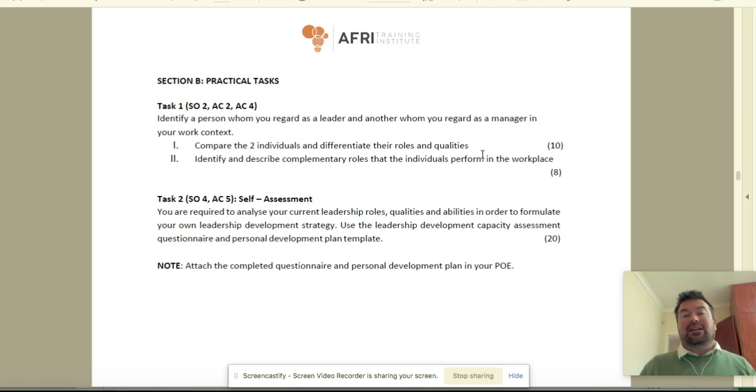Then identify and describe the complementary roles that the individuals perform within the workplace. Now, you need leaders and you need managers. Now, why do those 2 have to work together in order to get the right results? So, what are the complementary roles that the 2 of them perform that make sure that the company is better because of the 2 of them?